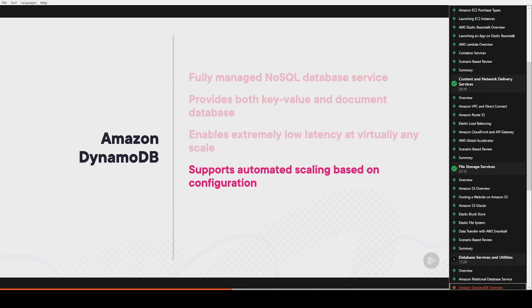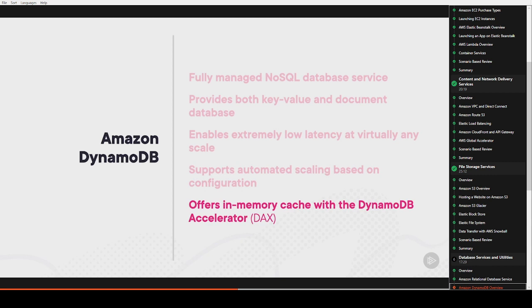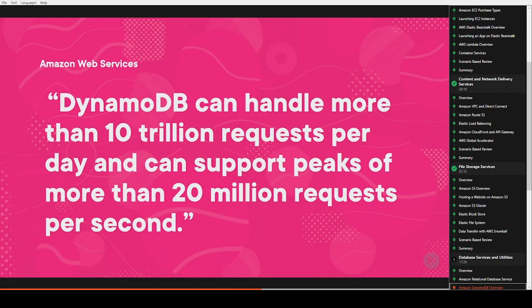And there's also several other additional features like the accelerator, or DAX, which gives you an in-memory cache that you can use alongside the database. Now it can handle more than 10 trillion requests per day and can support peaks of more than 20 million requests per second. And so this gives you just the scale that you can't get with many other databases, and it's provided here in a way where you don't have to manage any of the underlying infrastructure.